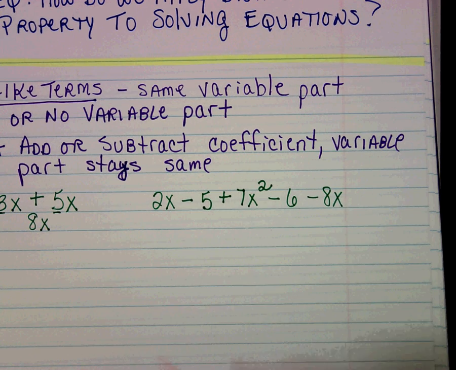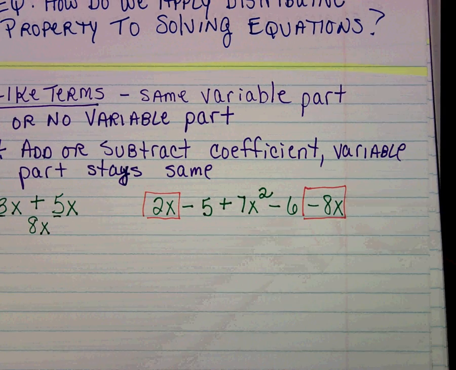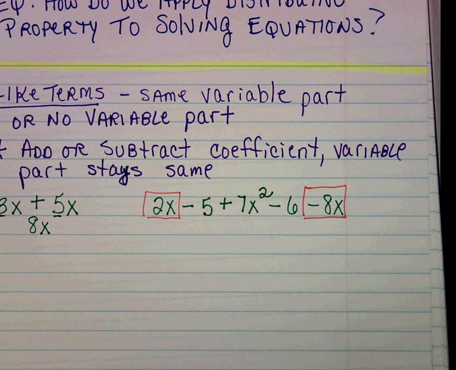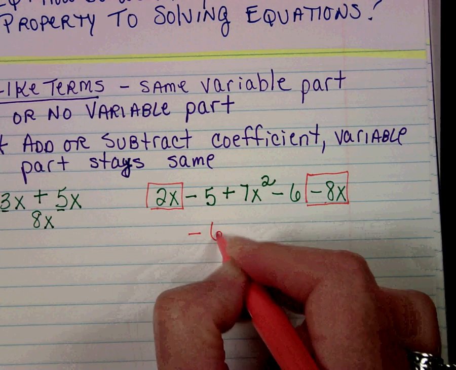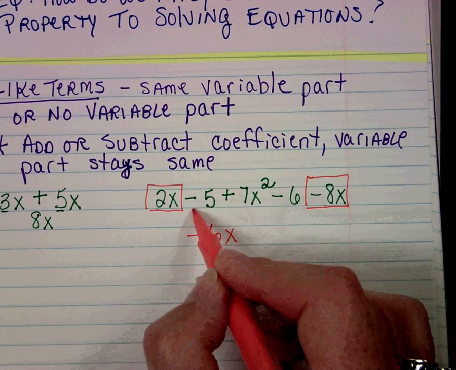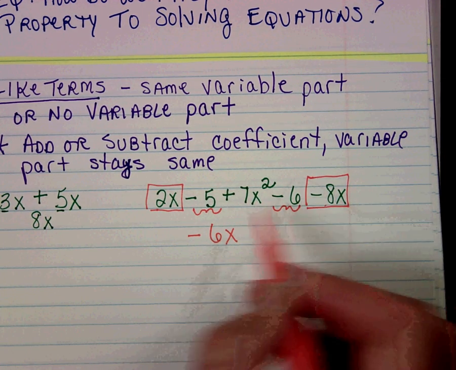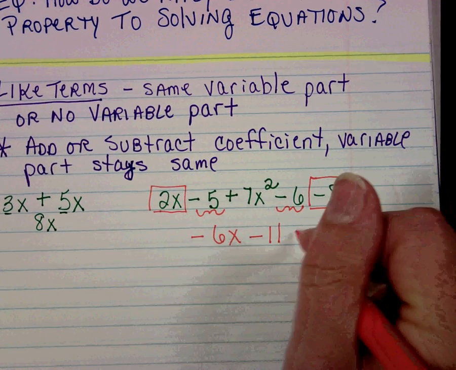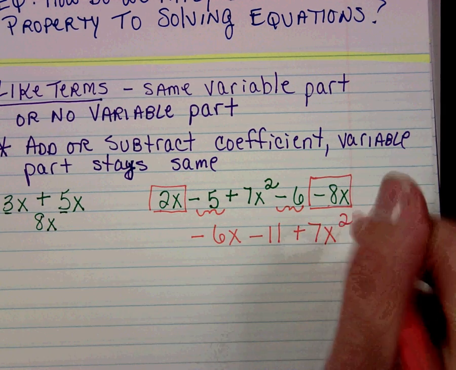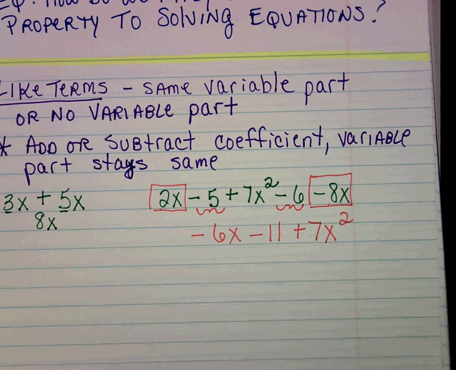First of all, I want you to see that 2x and negative 8x are like terms. Notice I did not say that the term 7x squared was a like term. The variable part is not the same. So when I put those two terms together, that's negative 6x. I do also have another pair of like terms here, negative 5 and negative 6. So those would be some constant terms that don't have a variable part. That would be negative 11. And then we would just add the 7x squared to the end. This isn't the best order to write it in, but there's nothing wrong with it or inaccurate about it.